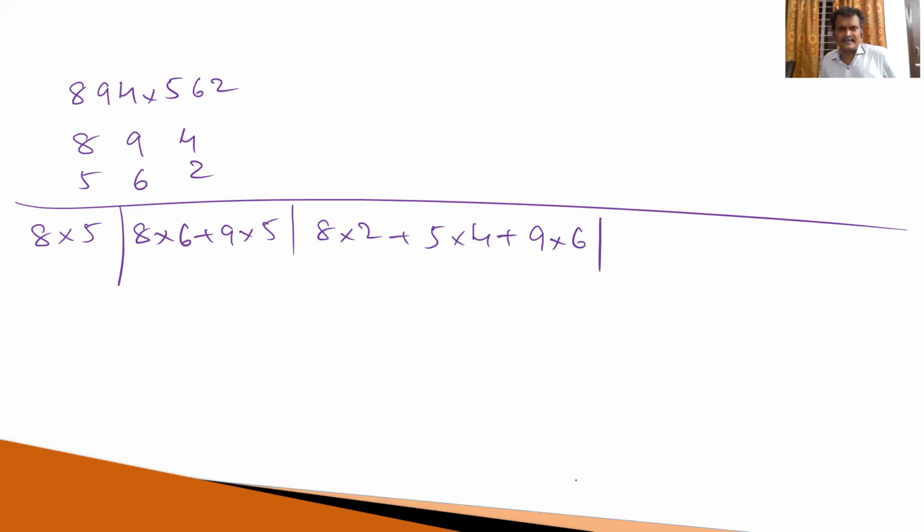What next? Tens place. How to get tens place? 10 into unit. 9 into 2 plus 6 into 4. What next? Units. So that is equal to 4 into 2. So this is equal to 40. And what about this one? 48 plus 45, 48, 85 plus 5, 93. Now this is equal to 16 plus 20, 36 plus 54, 90.